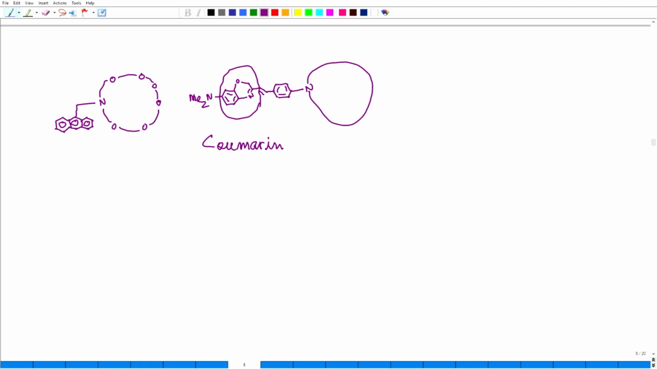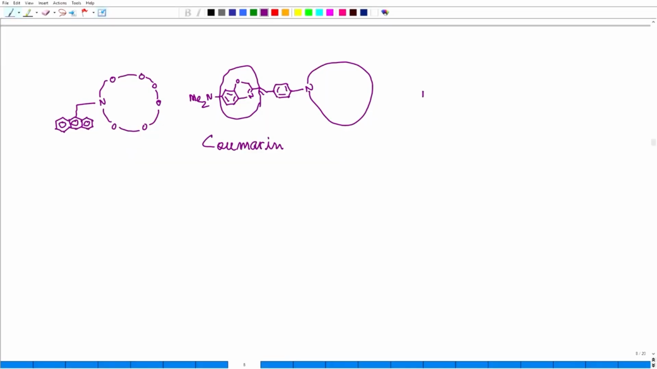So, when these are empty, PET is on when excited. So, therefore, no fluorescence, and when they are occupied, then PET will be blocked, PET is off and fluorescence is on, okay, in both these cases. So, they used another one, which is cryptand.